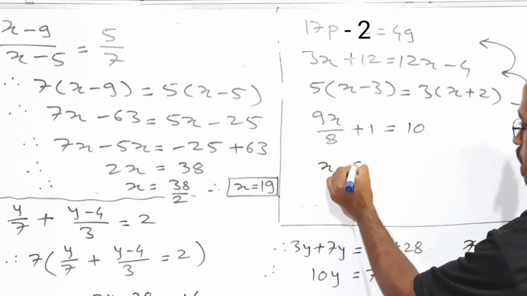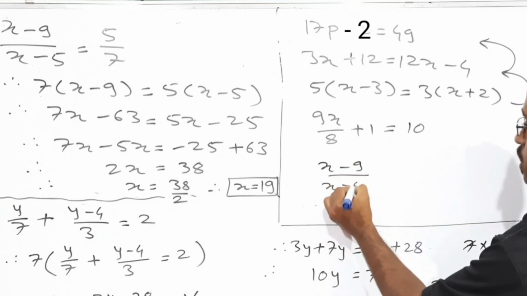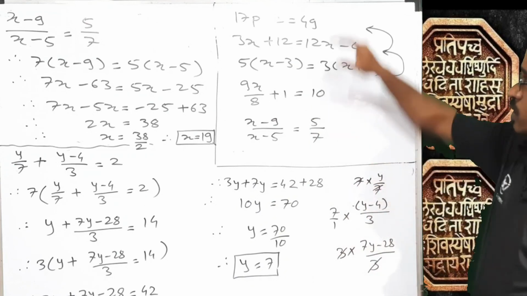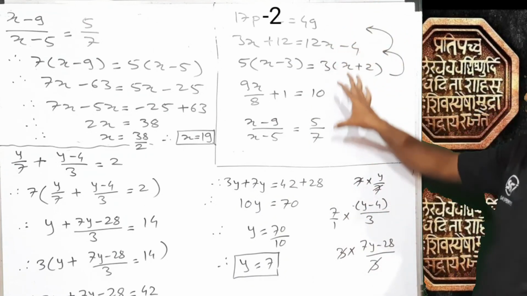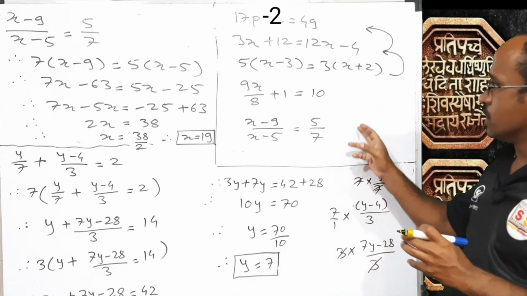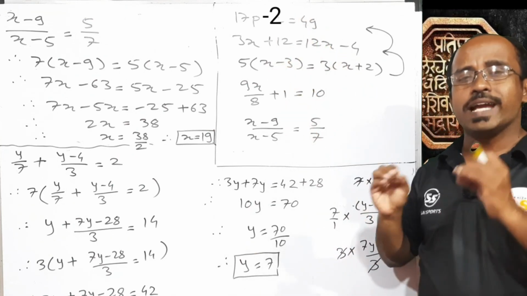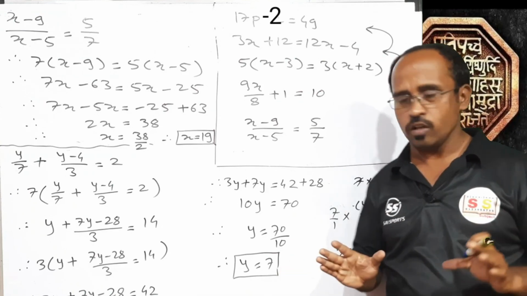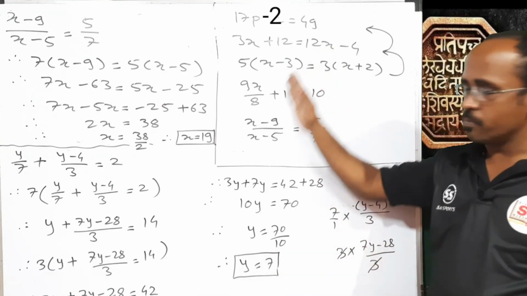So we solved three types of equations, and finally we solved an equation which contains equivalent fractions, an equation of the type (x minus 9) upon (x minus 5) is equal to 5 upon 7. So students, if you solve these 1, 2, 3, 4, 5 equations, if you learn how to solve these kinds of equations in one variable, it is very easy for you. You can solve any kind of problem based on this.